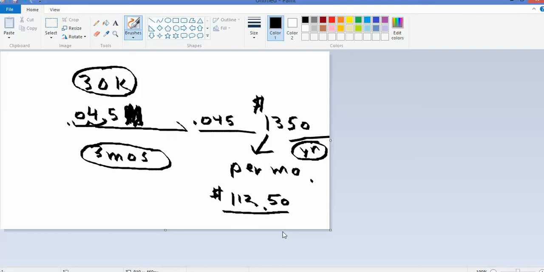So my question to you is, if 2 months have passed, how much do we need to recognize as interest revenue? How much interest revenue have we earned? Well, this is 1 month, right? This is for 1 month. So 2 months is going to be twice that. It's going to be $112.50 times 2, which is $225.